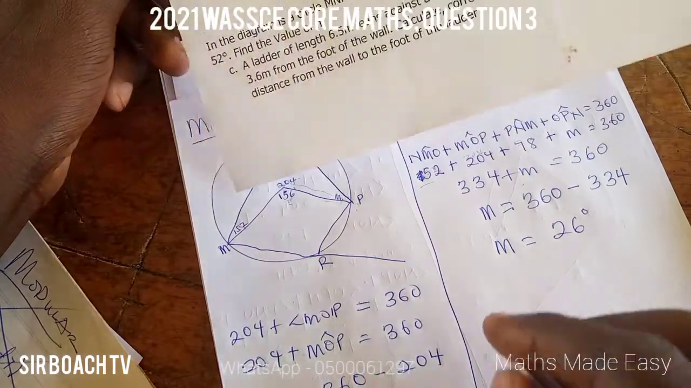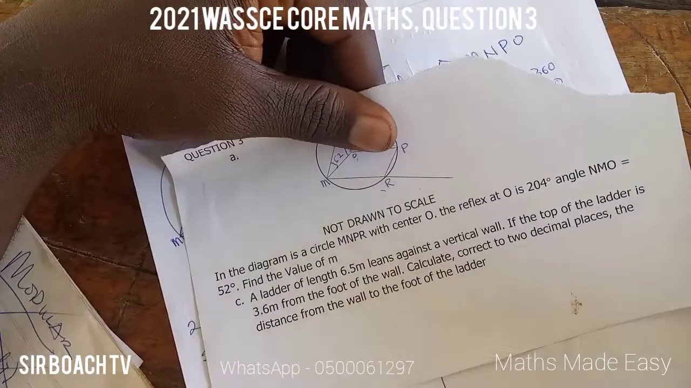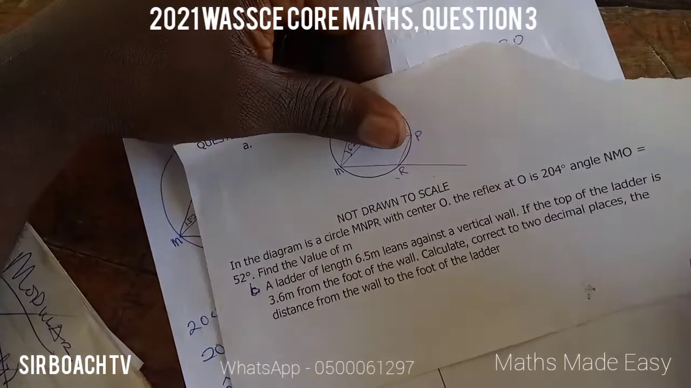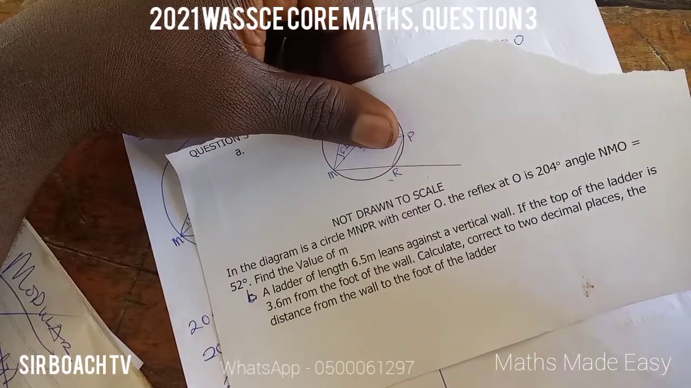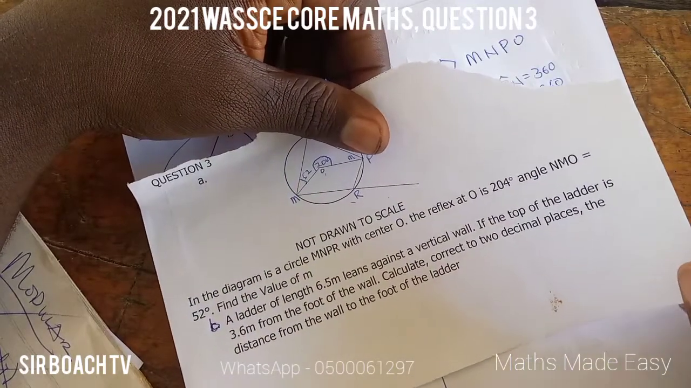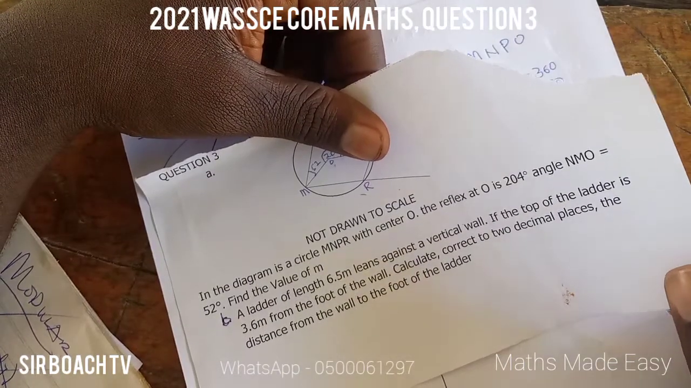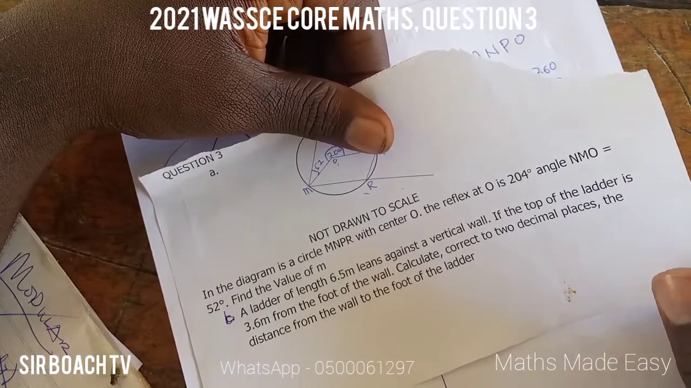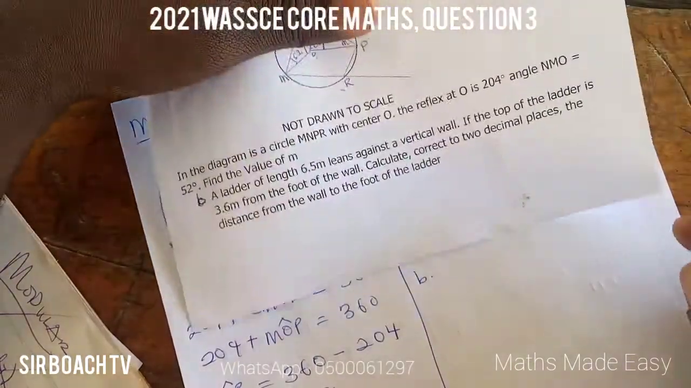So let's look at the B. The B says that a ladder of length 6.5 meters leans against a vertical wall. If the top of the ladder is 3.6 meters from the foot of the wall, calculate, correct to 2 decimal places, the distance from the wall to the foot of the ladder.